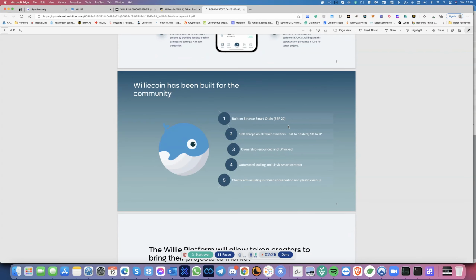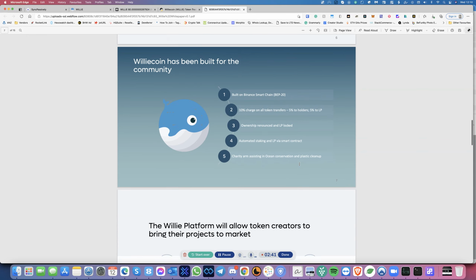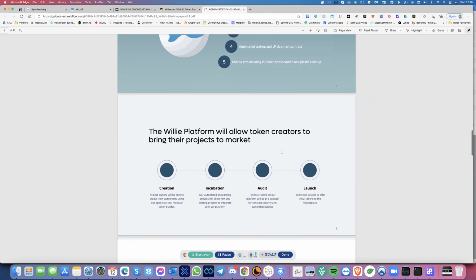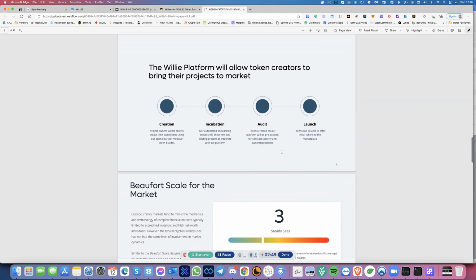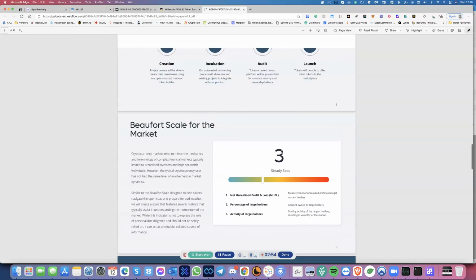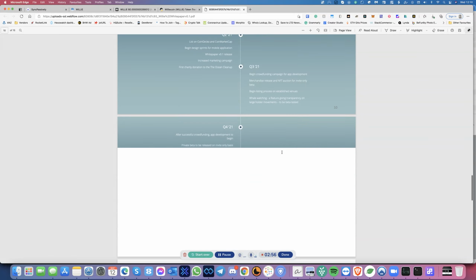It's built on the Binance Smart Chain. 10%, as I mentioned, 5% to holders, 5% to the liquidity pool, ownership renounced. They've got an automatic staking and LP smart contract. And they've got a charity arm that assists in ocean conservation and plastic cleanup. So it's a pretty decent project, I would think. And then you can read the rest of the information over here.